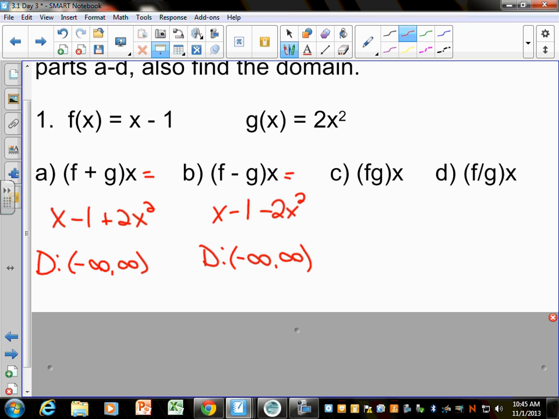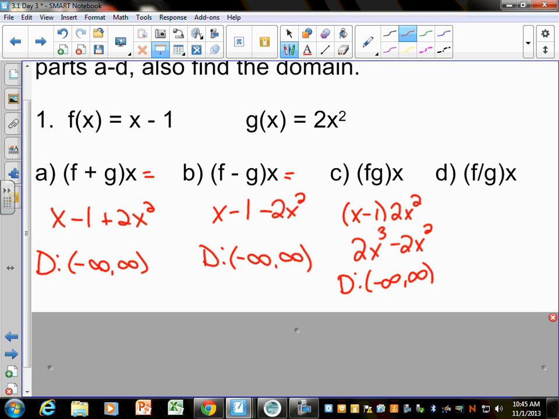If I multiply these, that's one you do have to do a little work on. You would get x minus 1 times 2x squared, and that would just be 2x cubed minus 2x squared. Can't do anything else. Yeah, I was thinking the same thing. Domain is all real numbers.